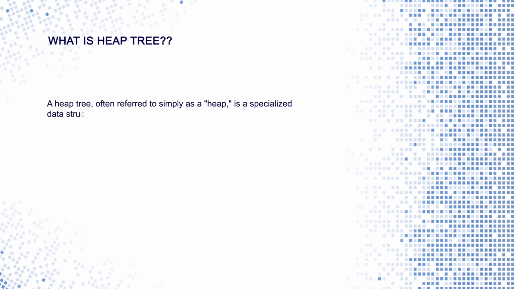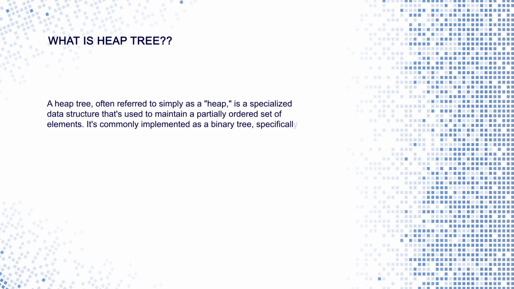So, first of all we talk about what is heap tree. A heap tree, often referred to simply as a heap, is a specialized data structure that is used to maintain a partially ordered set of elements. It is commonly implemented as a binary tree, especially as a complete binary tree, and it satisfies the heap properties.